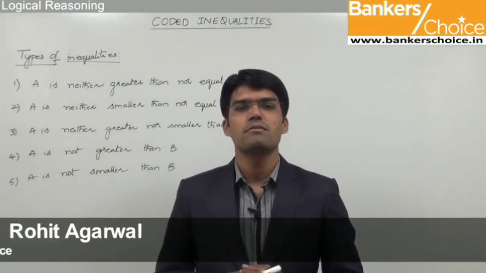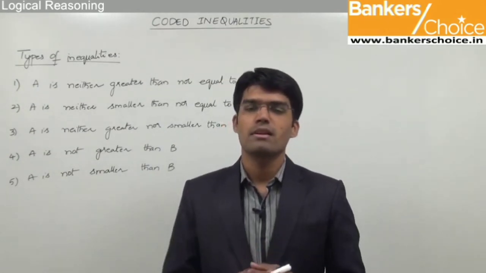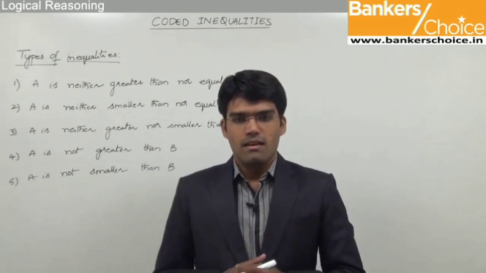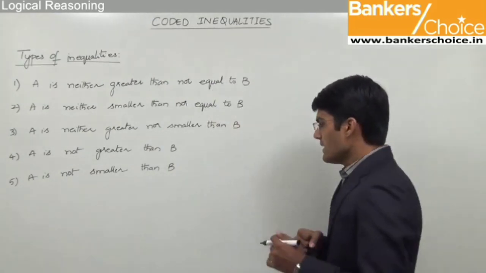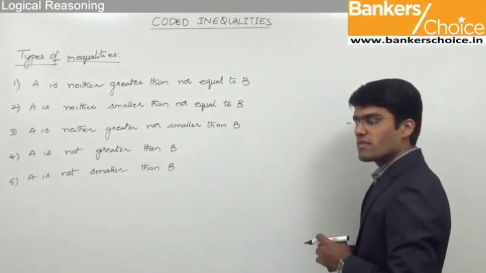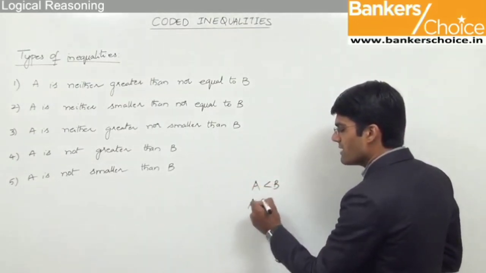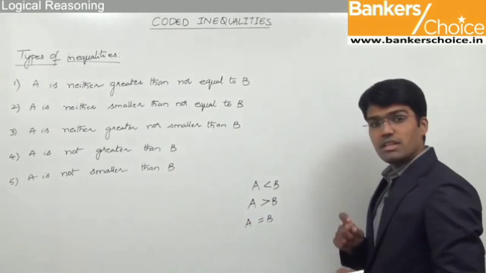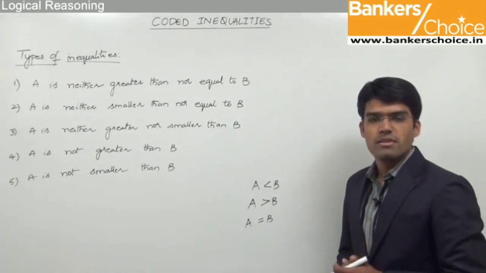In this session, we are going to discuss coded inequalities. Coded inequalities is all about comparison of two variables based on a particular parameter. Whenever we compare two variables, there are three possible conclusions. Let's say we are comparing the two variables A and B. The conclusions we can make are A can be less than B, or A can be greater than B, or A can be equal to B. In general, these are the three basic comparisons which can be made from two variables.